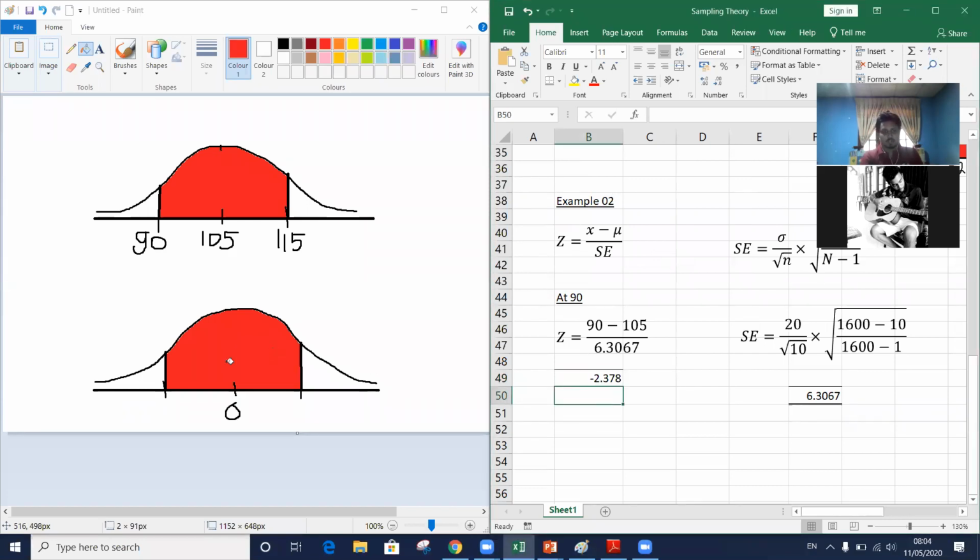Now, how can we find the probability on it? Right? So we have to find the Z value at the IQ level of 90. The Z value when the IQ level is 90 comes as minus 2.378. Here it is minus 2.38, right? Minus 2.38. The same we need to find at IQ level 115 as well.